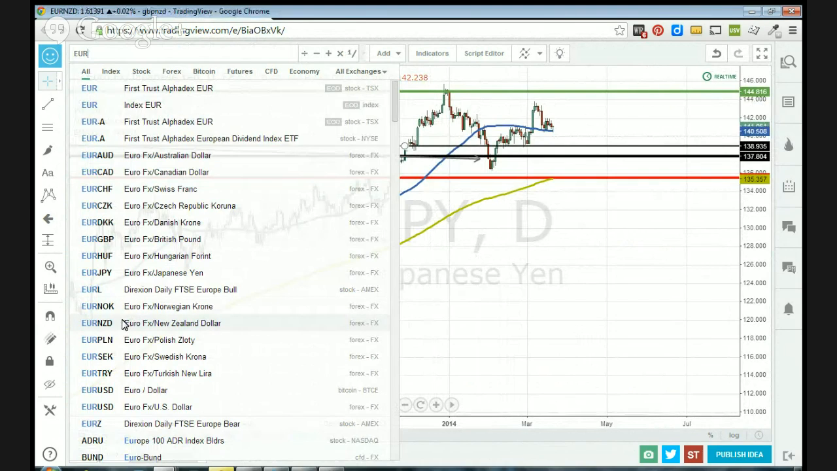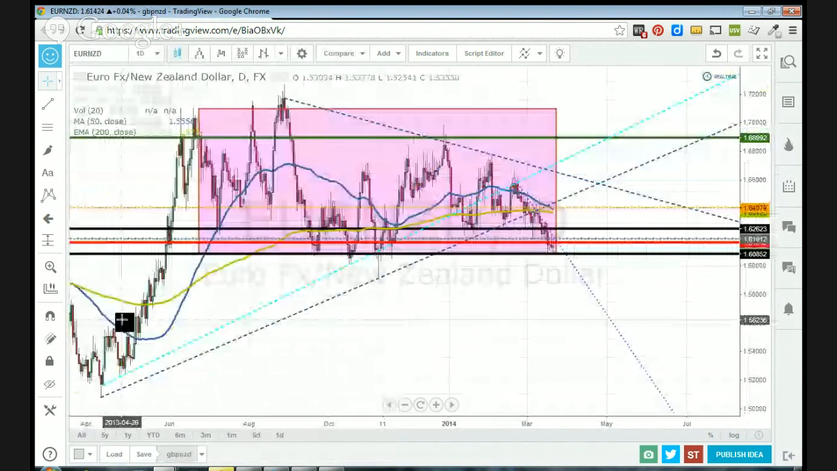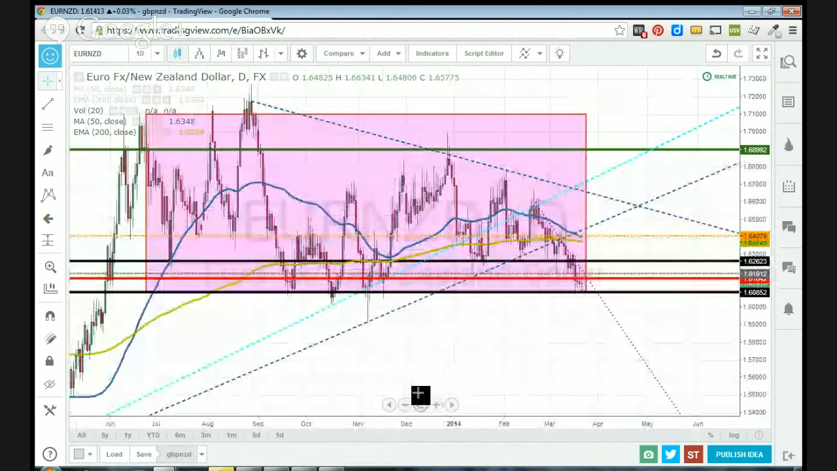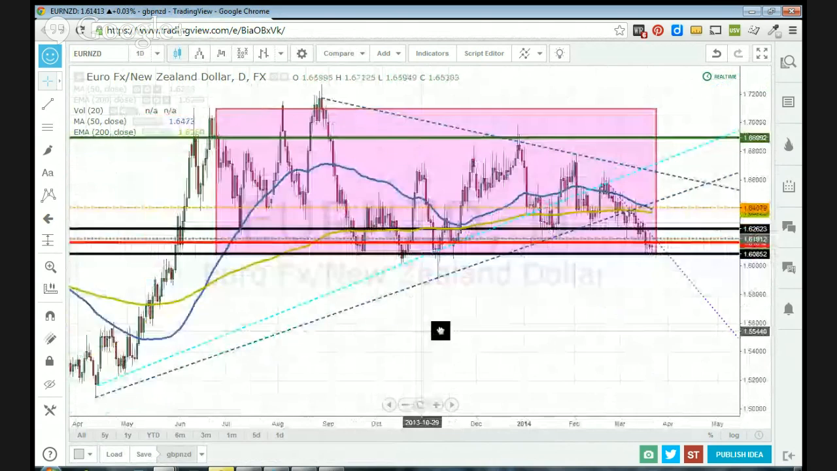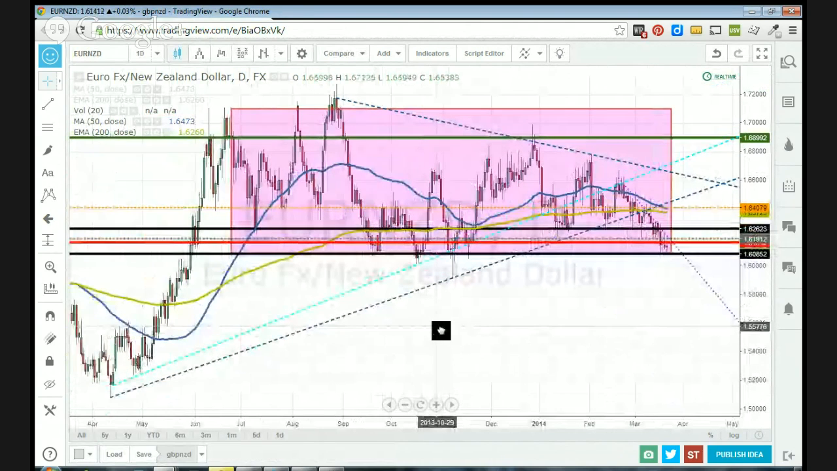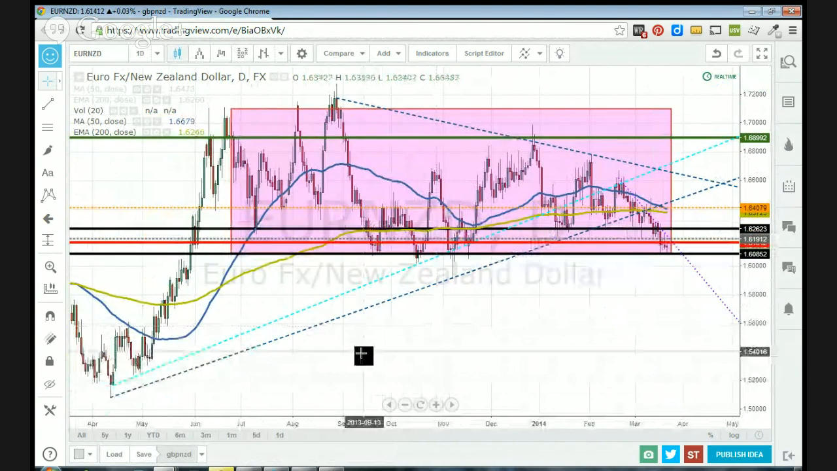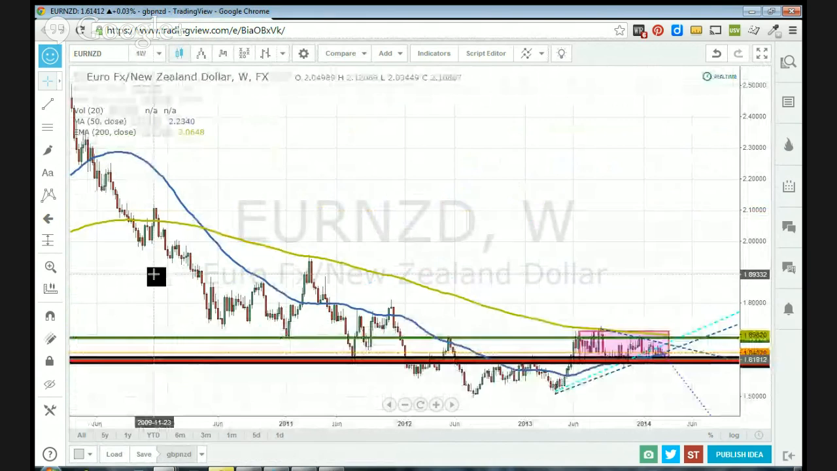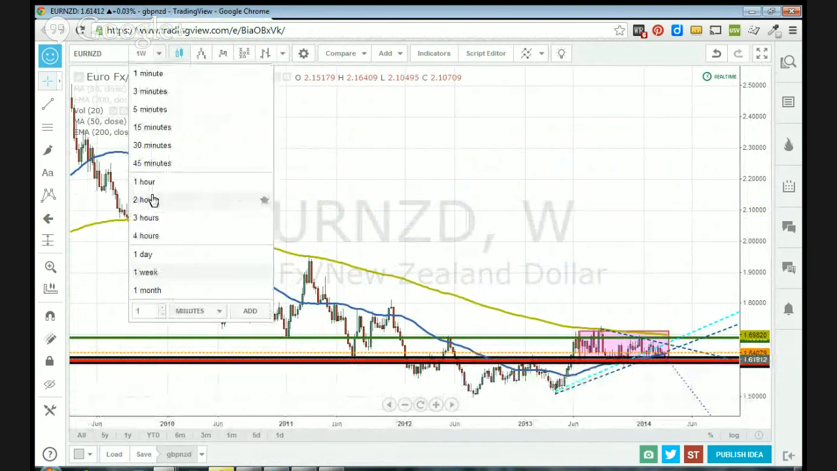Euro Kiwi, this is probably going to be too ranged for me. Oh, maybe I spoke too soon. Okay, Euro Kiwi. We are now at the bottom of this range here. Let's zoom in a little. Okay. Let's take a look at the weekly chart. Yeah, this is looking pretty good.